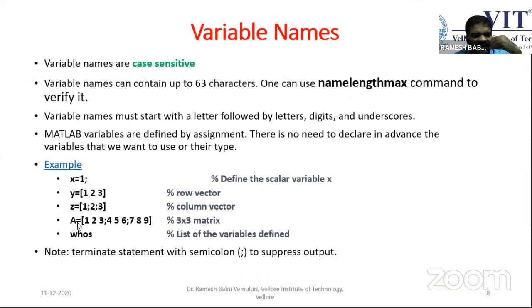And then you can see the same way, 1, 2, 3 will be in one row, 4, 5, 6 will be in another row, and 7, 8, 9 will be another row. Here is the list of the variables defined.